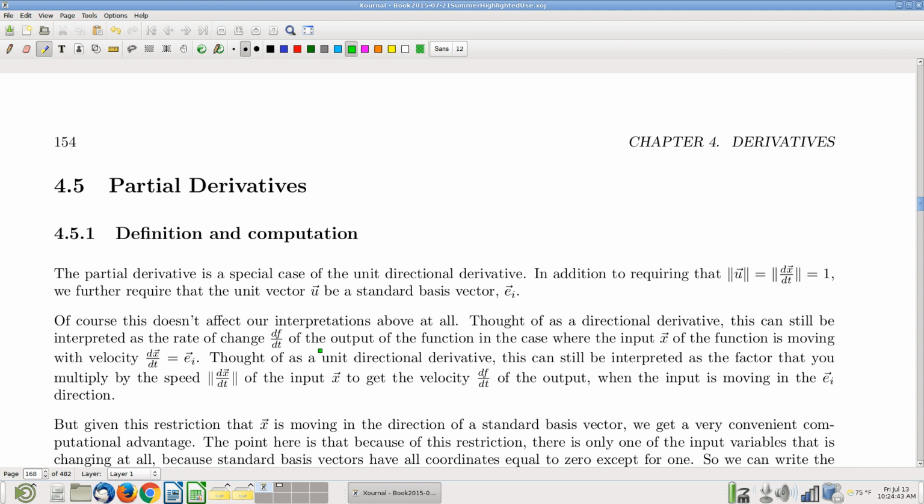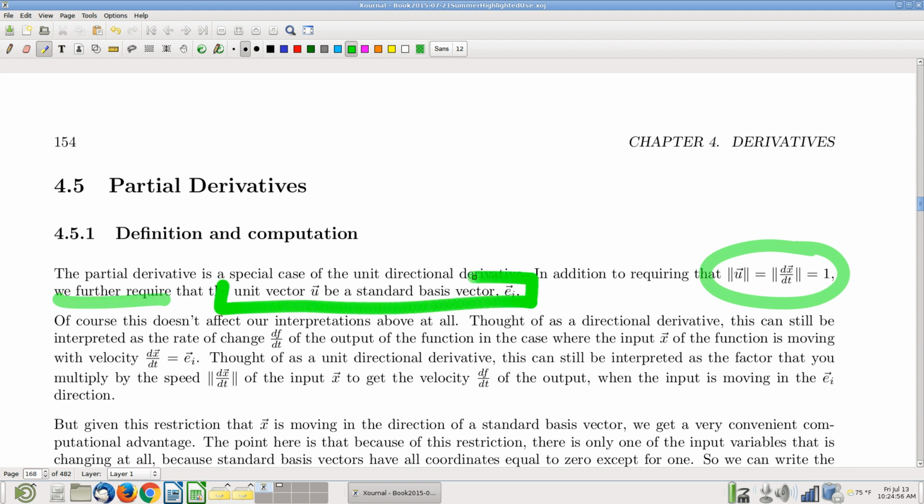We're not going to allow the velocity vector to be just anything. We're going to continue to require that the vector be a unit vector, but even more than that, we're going to further require that the velocity vector be a standard basis vector. So it's got to have length 1, but it also has to point exactly parallel to one of the coordinate axes. So this is a really narrow consideration here. All right, does everybody see the requirement here?